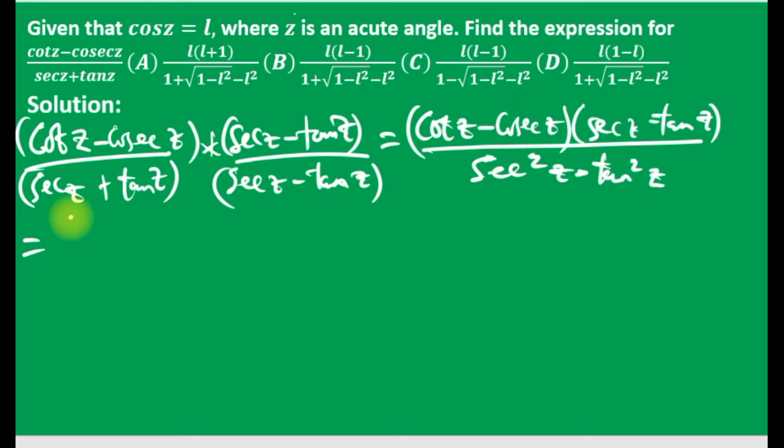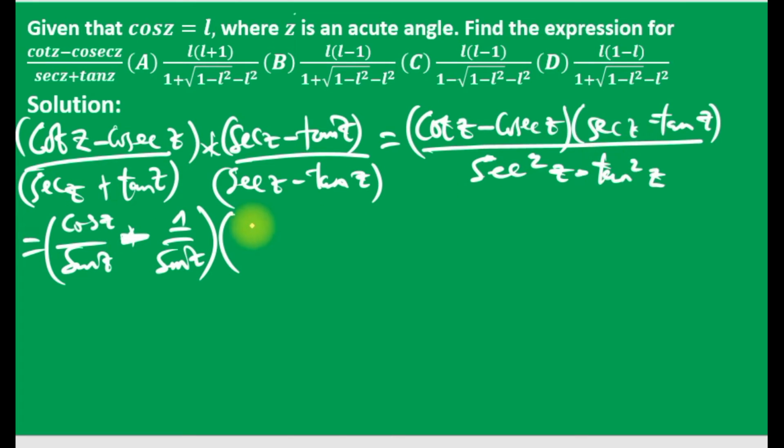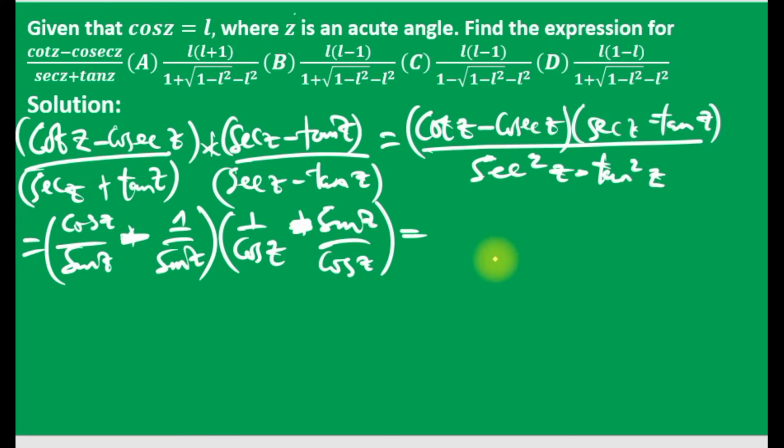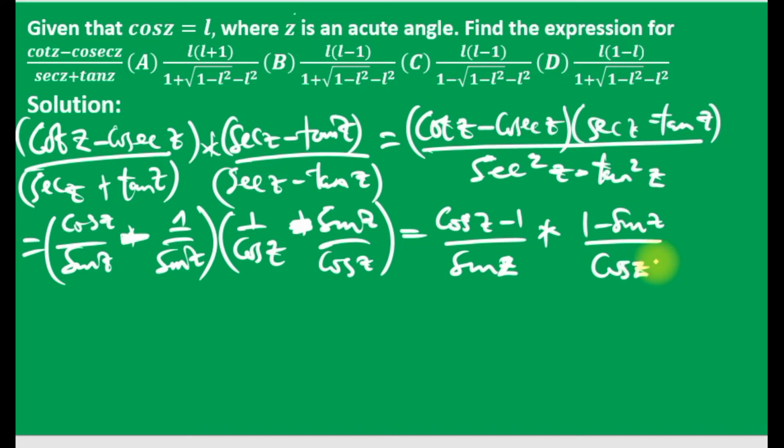So we have cot z, which is cos z over sin z, minus 1 over sin z, times sec z, which is 1 over cos z, minus tan z, which is sin z over cos z. Again, they have a common denominator, so this is (cos z minus 1) over sin z times (1 minus sin z) over cos z.